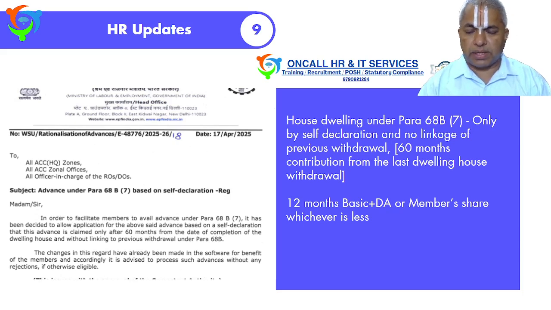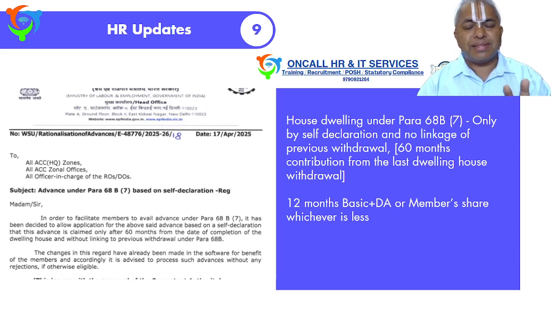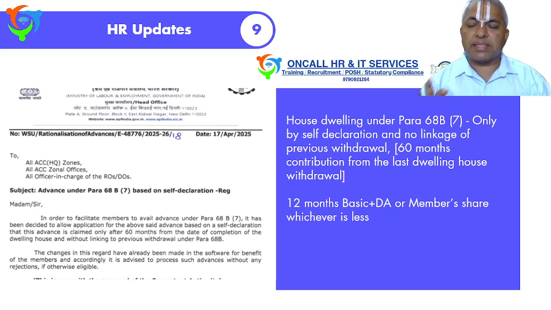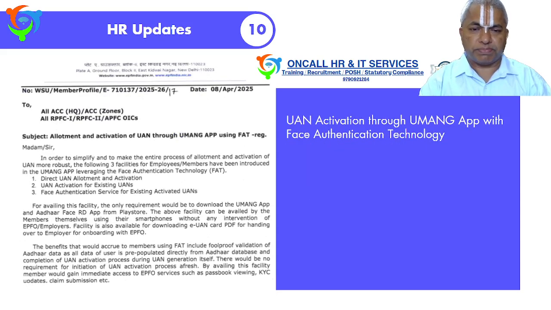The amount you can get for repairing is 12 months basic plus DA as per PF, or the amount lying in the member's share in the PF, whichever is less, that will be given. Now the relaxation is given that for the 60 months contribution for dwelling house withdrawal, a self declaration is enough. You need not link anything earlier, nothing is linked. Only a self declaration is enough for the 60 months. That circular has been issued by EPF.